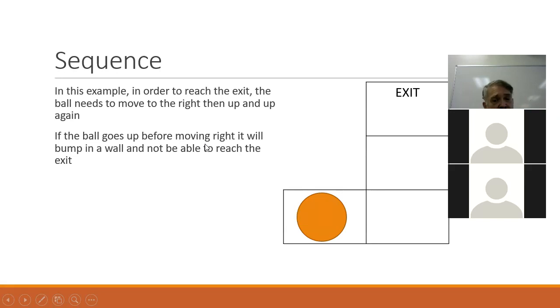So here we have an example. If you're going to move this ball toward the exit, you're going to have a sequence of steps. This should look familiar to you if you've been playing with code.org. We do a lot of that, right? Move forward, turn left, move forward 2 times. So the sequence is very important. You see that in code as well.